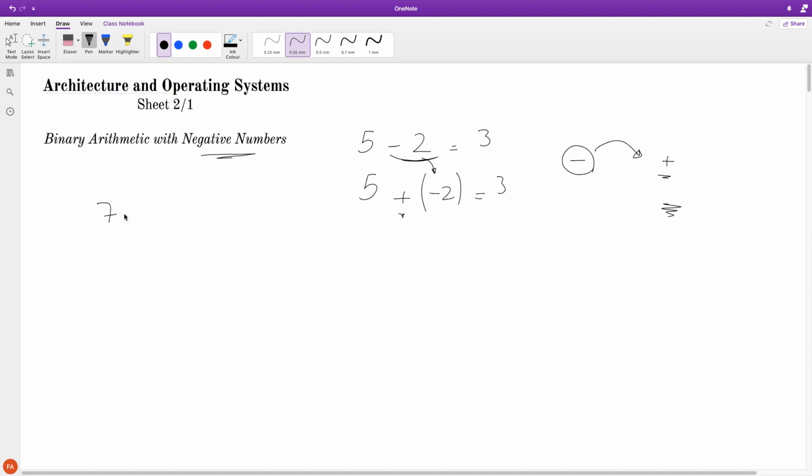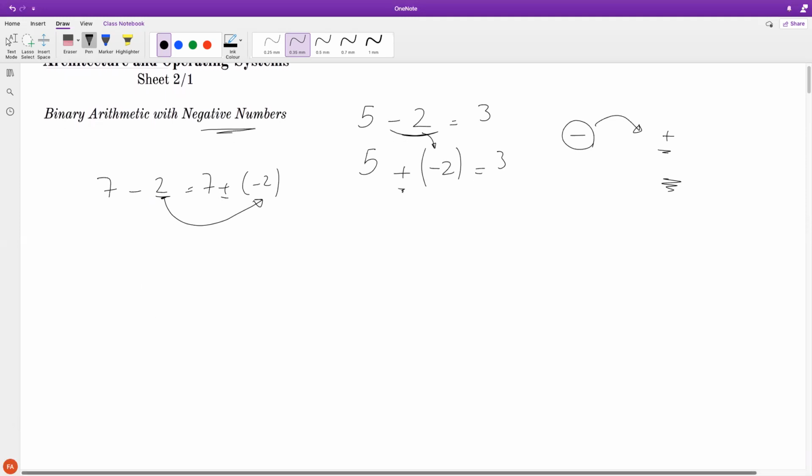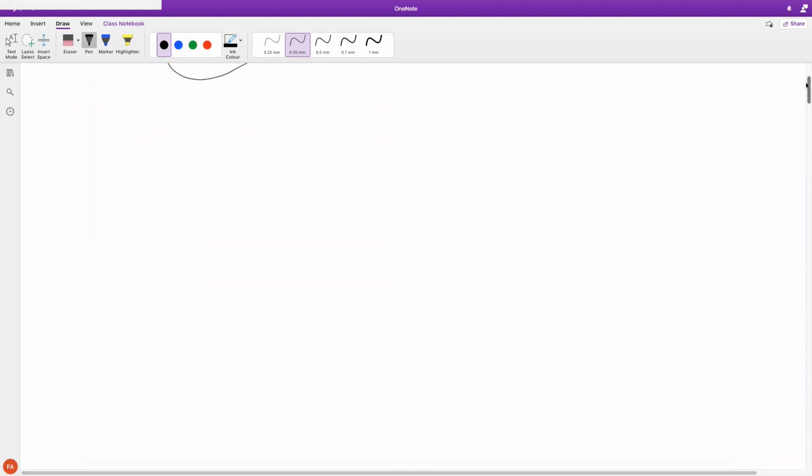Another example, 5 minus 2 is equal to 5 plus minus 2. So as you see, what we've got to do is make 2 negative and then add the numbers. We have a couple of techniques for making negative numbers. We will discuss a couple of them today.